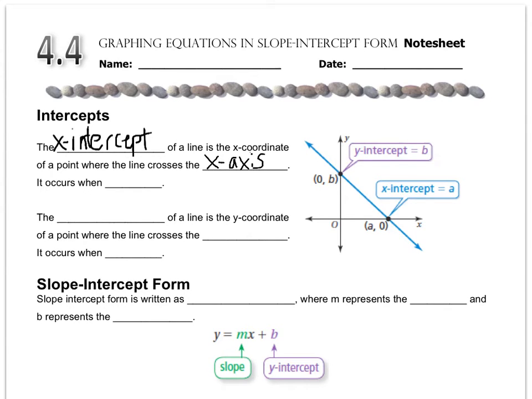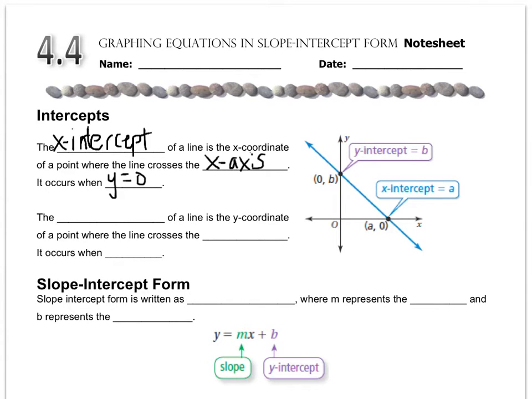This occurs when y equals 0. So in this picture right here, this is the x-intercept because the y value is 0. When the y value is 0, you have the x-intercept. The reverse is true for the other one.